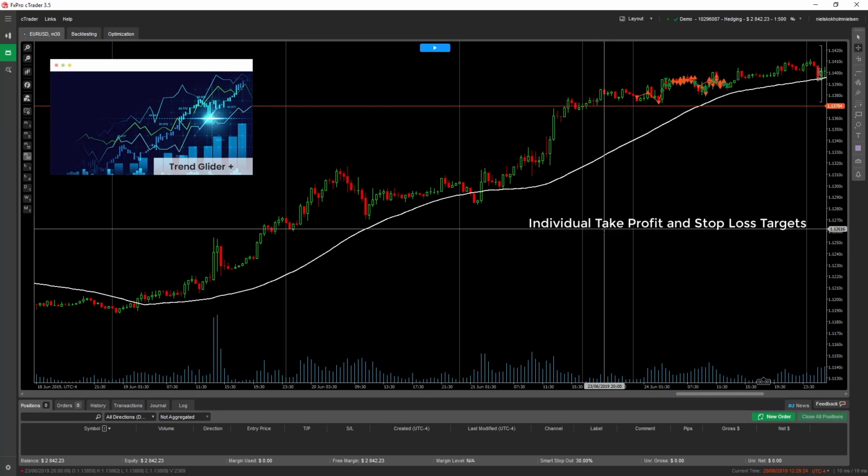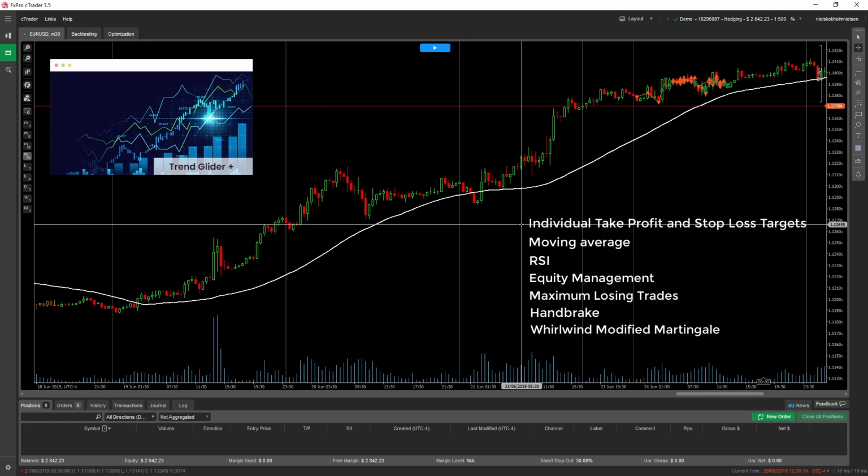The robot comes with a moving average where you can decide what kind of moving average. You also get RSI for detecting overbought and oversold areas. There is a function that you can close positions if equity is X% higher than your current balance. It comes with risk management, so you have a maximum number of losing trades if you indeed are using the Martingale feature. We also have what we call the handbrake. The handbrake is if a single candle is larger than X pips, the robot will close positions and stop if you so wish to. But perhaps what really sets this robot apart is the feature called Whirlwind.